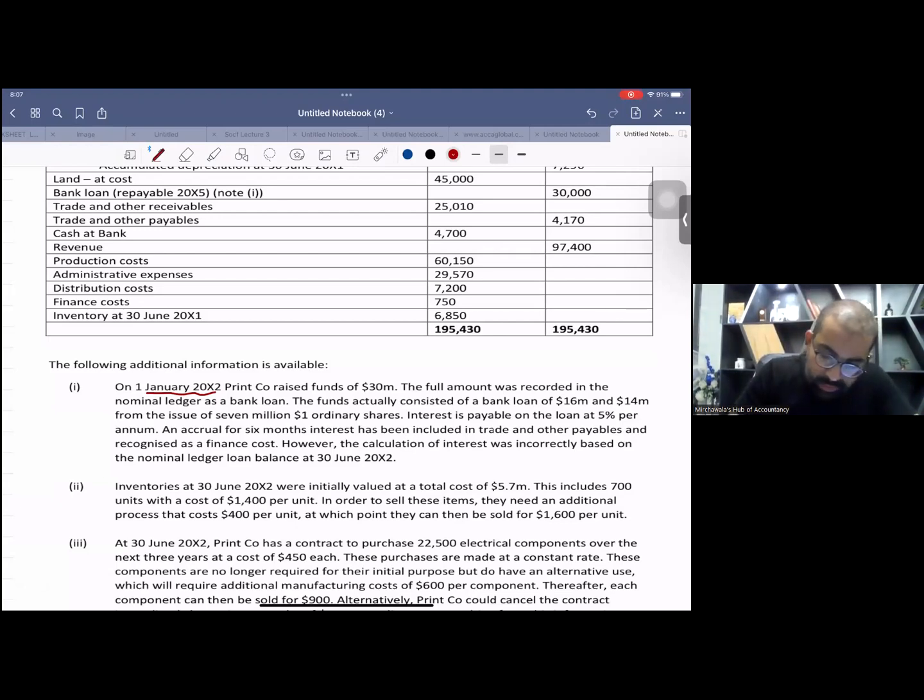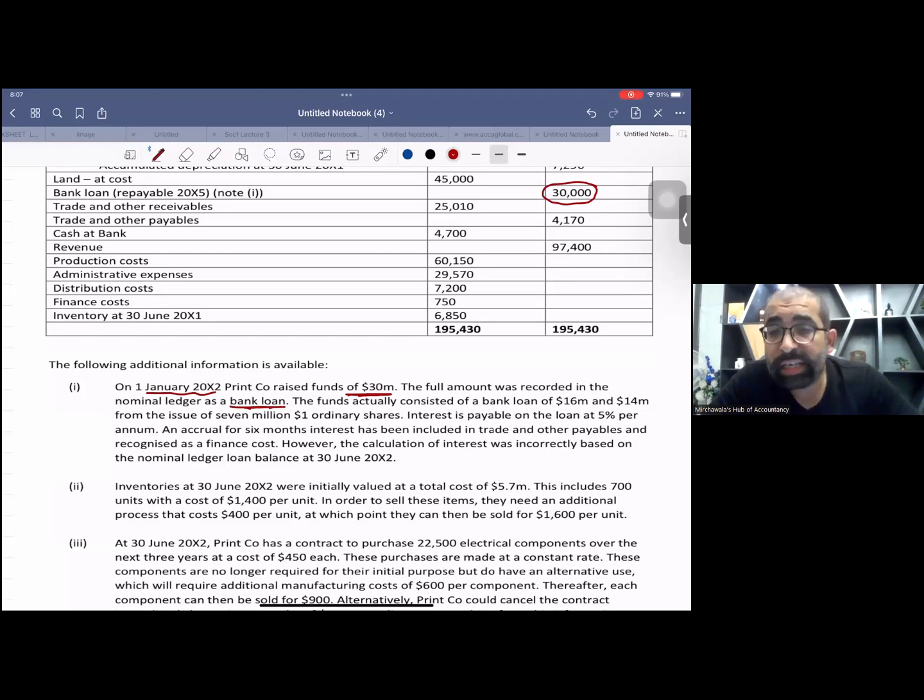Print company raised funds. They generated some finance, $30 million. This finance may be equity or it may be a loan. Let's see what this is. The full amount was recorded in the nominal ledger as a bank loan. They have recorded the complete amount as a loan. You can see in the trial balance, they have booked the complete 30,000 as a loan.